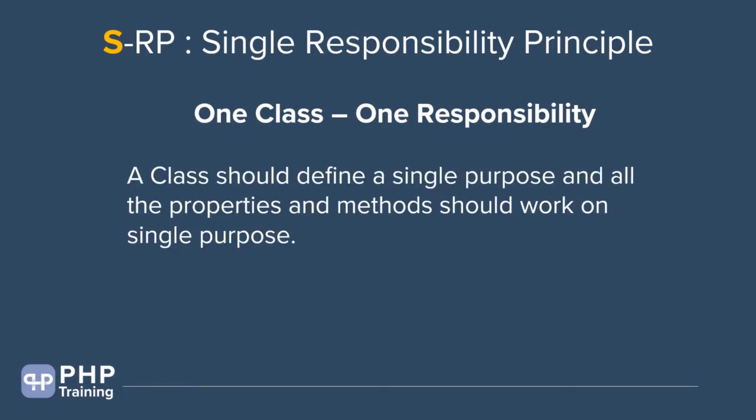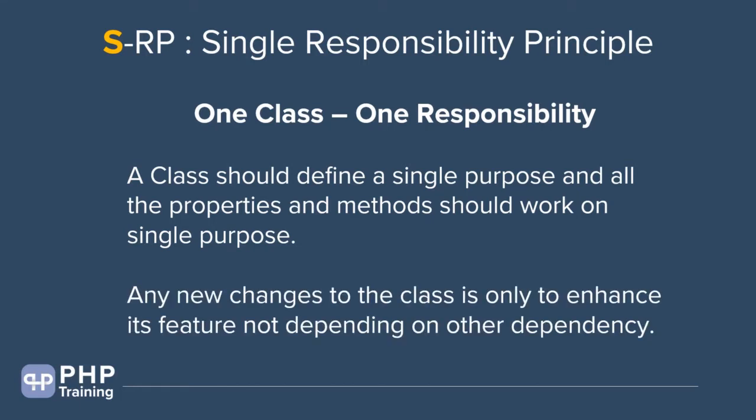Here's more explanation about the single responsibility principle. A class should define a single purpose, and all the properties and methods should work on that single purpose. You should not jam two different concepts into one class. Always remember the single responsibility principle and make sure you do one job in one class. Any new changes to the class are only to enhance its feature, not depending on other dependencies. You should not put code in because some child classes want to enhance it and are missing that feature. You should not write a class depending on its child classes; you should write a class depending on its responsibility.